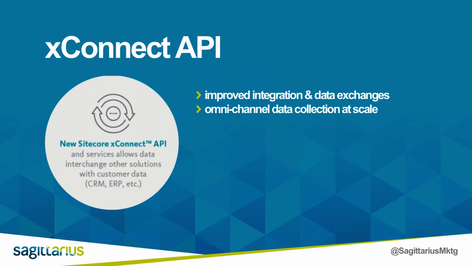XConnect is a new API in Sitecore 9 for the collection and sharing of all data in Sitecore, including content, users, and analytics data. This is a new feature in version 9 and replaces the current API that only supports the sharing of core user data and content.